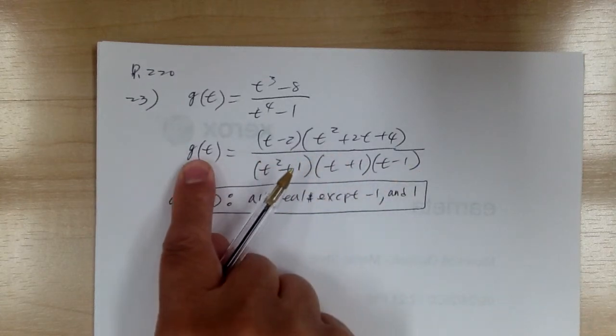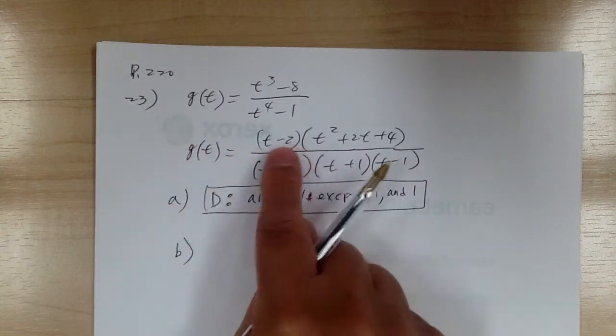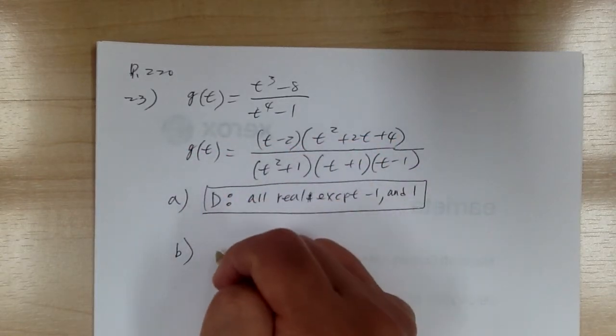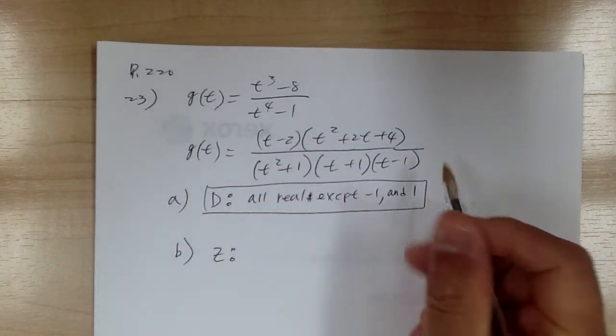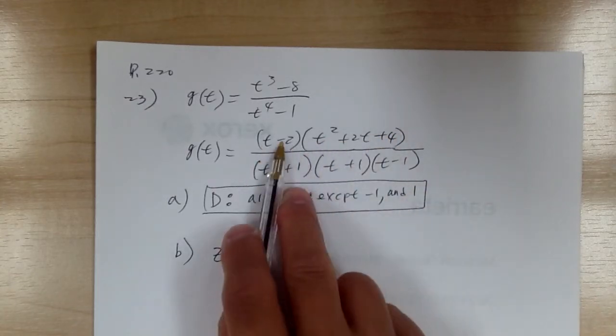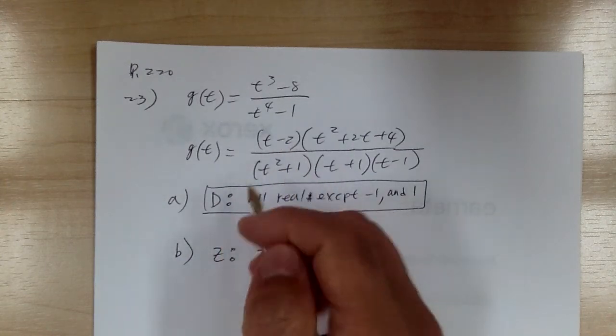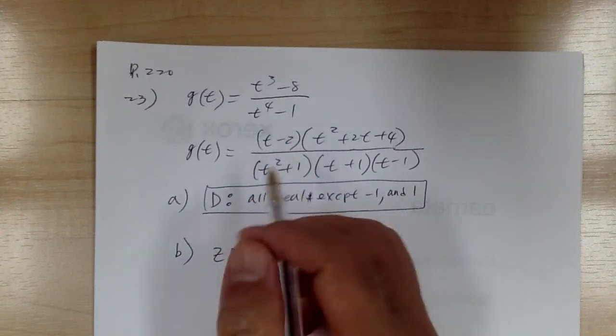Now for part B, you just set the top equal to 0. Basically, you set this equal to 0 and you cross multiply, you're still going to get 0. So basically just set this equal to 0 for the zeros. Now you're not going to get anything out of here, so when you set this equal to 0, you're going to get t equal to 2. So the zero will be 2, and that's it.